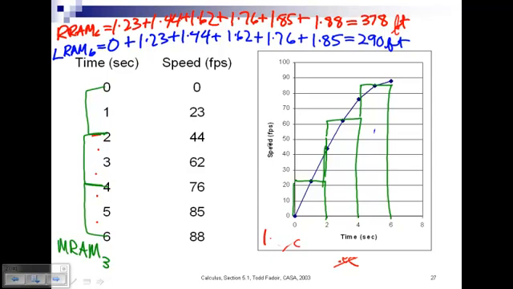What's MRAM 3? Well, what's the width of the first rectangle? 2. What's the height of the first rectangle? 23. Second rectangle, what's its width? 2. What's its height? 62. Third rectangle, what's its width? 2. What's its height? 85. And someone with a calculator, give me a total. 340.